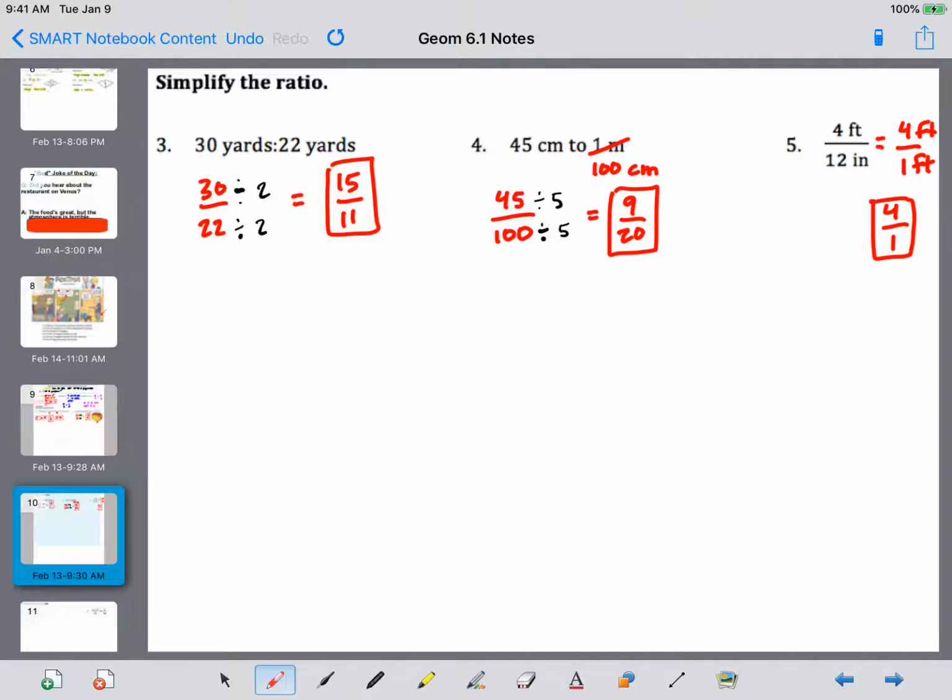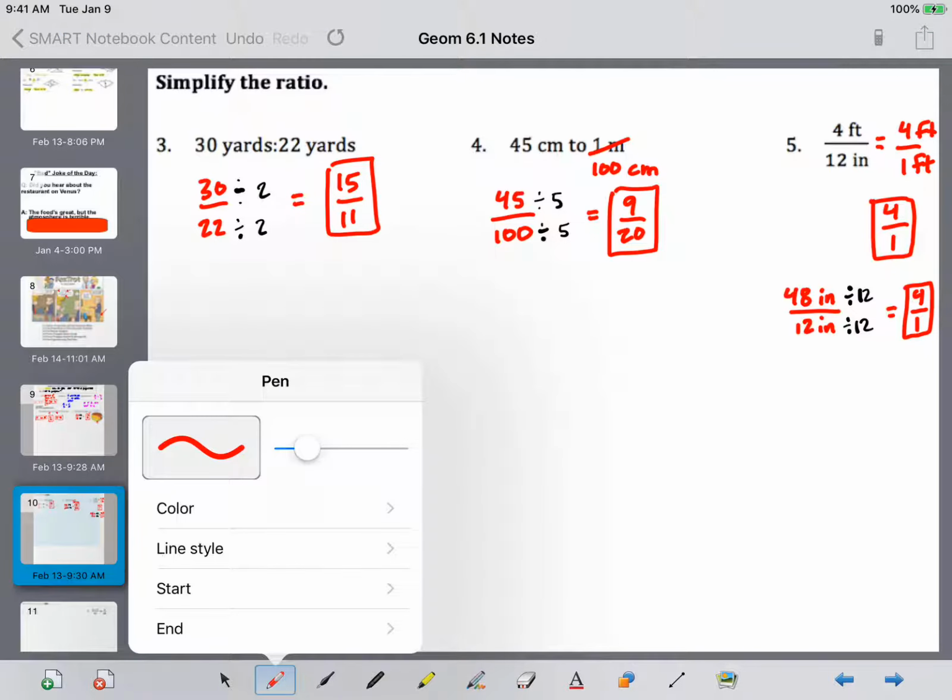Now there is an alternative option. You could turn this 4 feet into 48 inches over 12 inches, but then still, if you simplify, these are both divisible by 12, believe it or not, it's true, and 48 divided by 12 is 4, 12 divided by 12 is 1, so either way you're going to get a ratio of 4:1. Do it whatever way makes more sense to you.